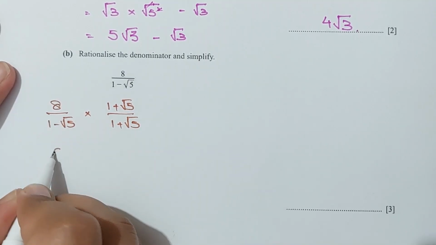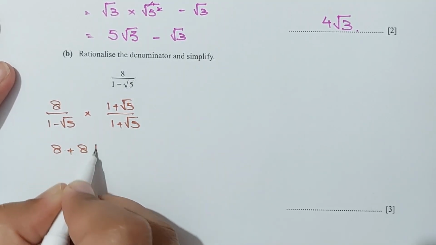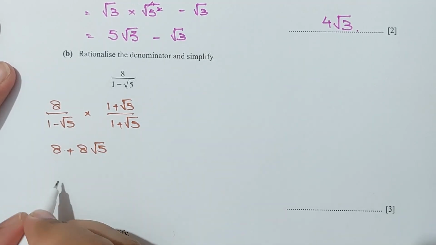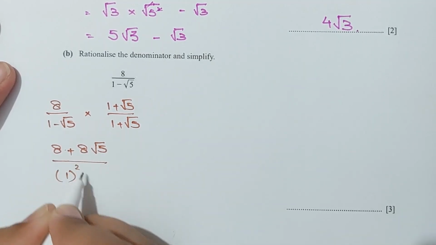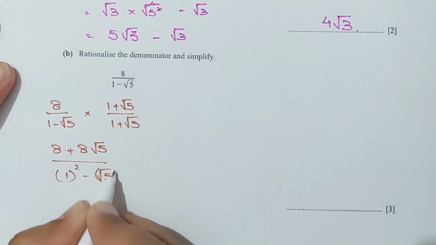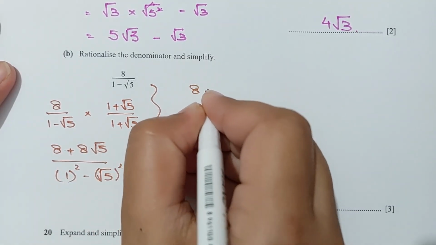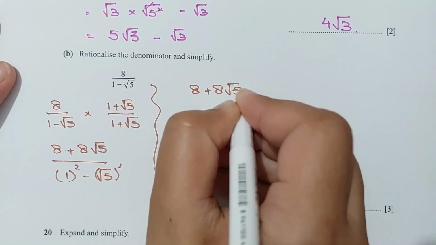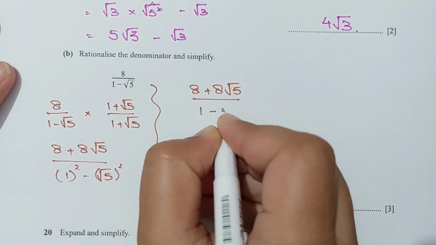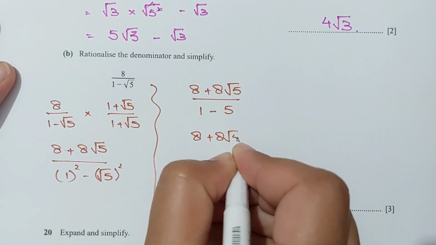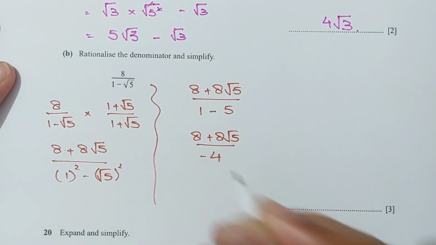Multiply 8 plus 8 root 5 by 1 plus root 5 over 1 minus root 5. Difference of squares: 1 squared minus root 5 squared. So 8 plus 8 root 5 over 1 minus 5, which is 8 plus 8 root 5 over negative 4.